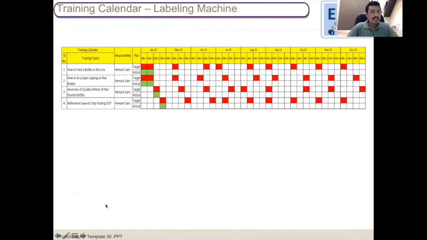Why am I explaining it to you? After the implementation, if you do not train your people, they will not be able to accept the change, and there are all chances that they will go back to their earlier process, and that will not help you improve your process, or sustain the improvement in your process. So this is very, very important.